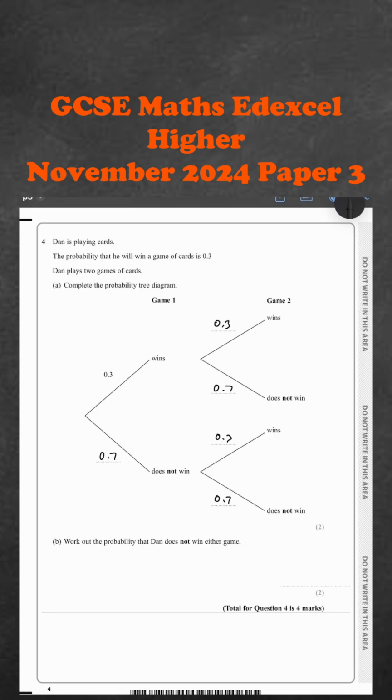Part B, work out the probability that Dan does not win either game. So we need does not win, does not win. It's going to be this one multiplied by this one. So 0.7 times 0.7, which is just 0.49.